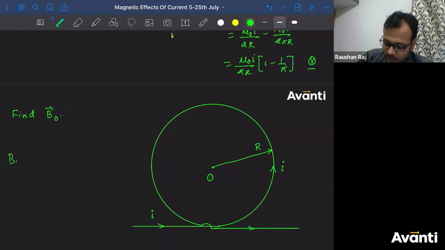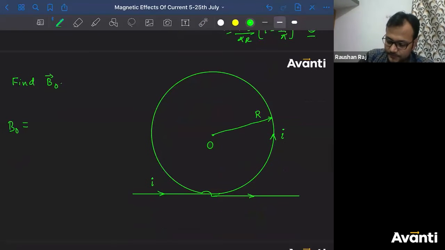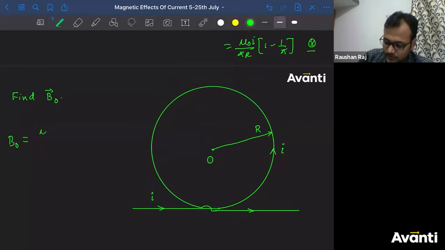So what will be the B naught here? It will be, final answer लिख देता हूँ मैं, mu naught I by 2R into 1 plus 1 by pi, out of the plane.